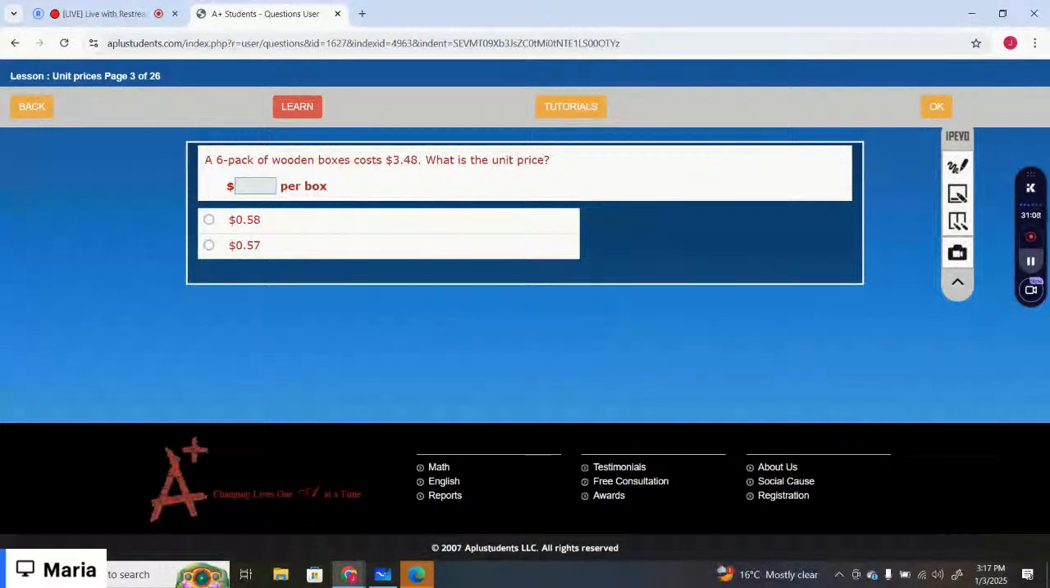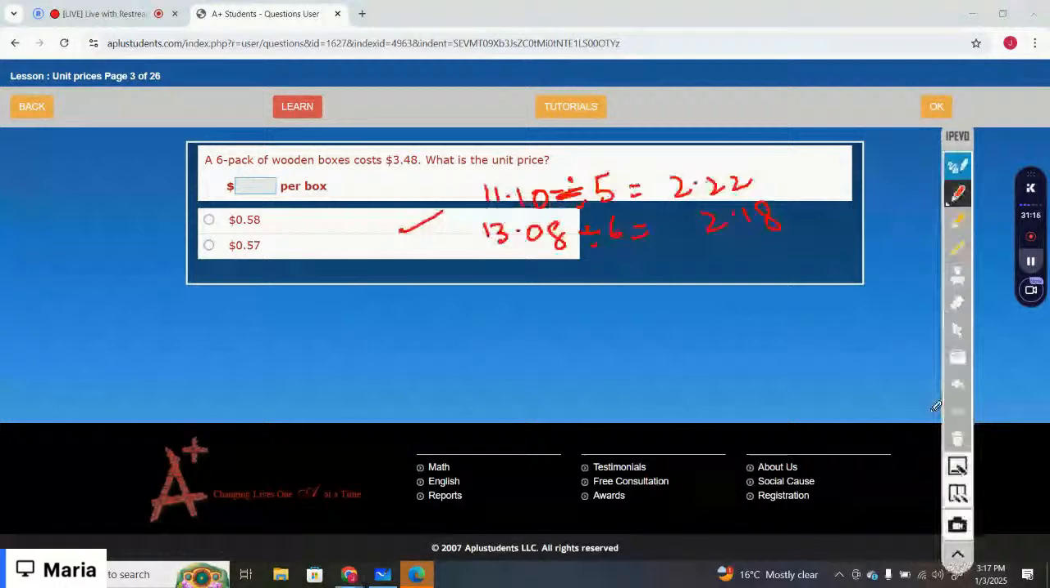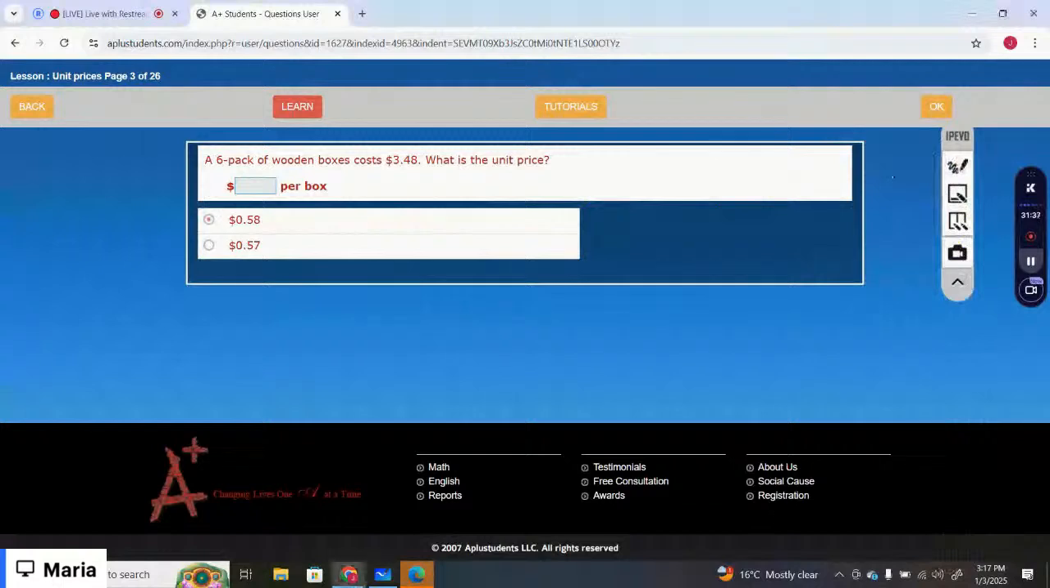A six pack of wooden boxes cost $3.48. What is the unit price? You need to calculate the unit price. So you have to do $3.48 divided by 6. So the correct option is that is 0.58. So that means the price of one item is 0.58. Option number 1 is the correct option.